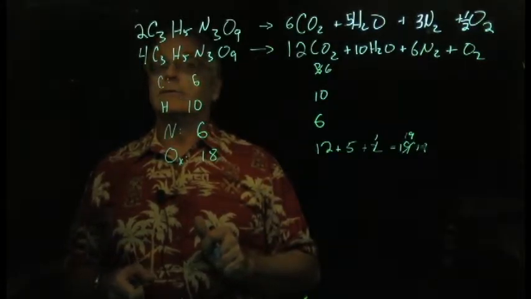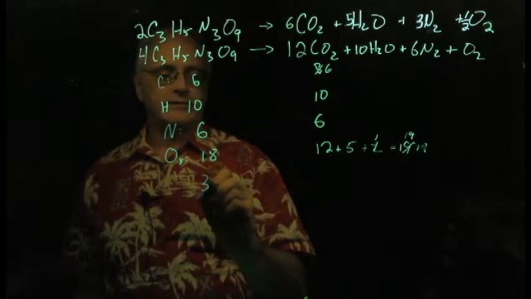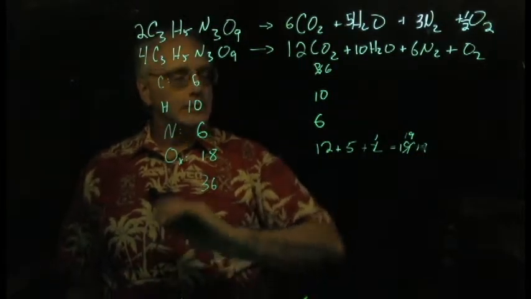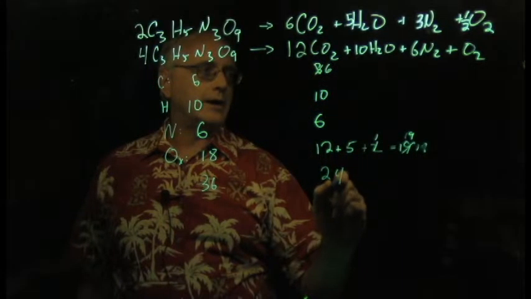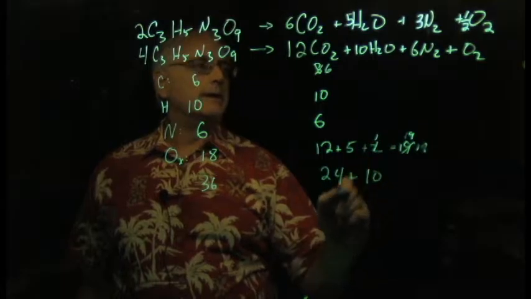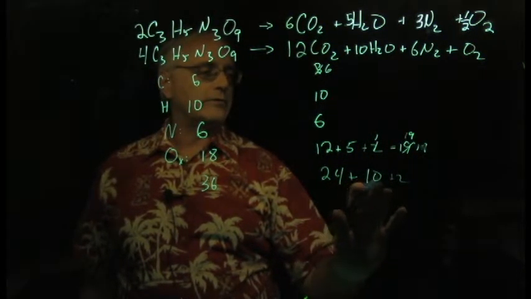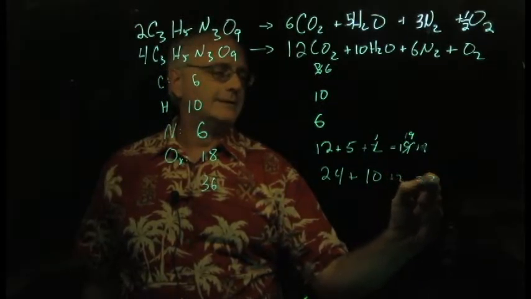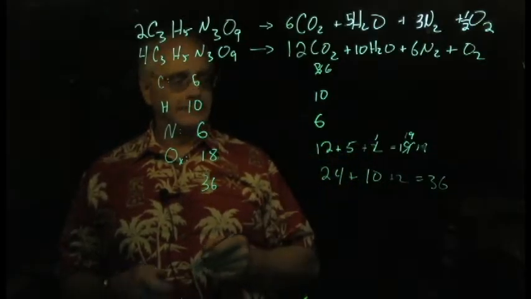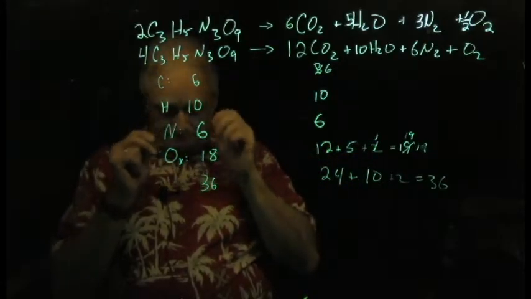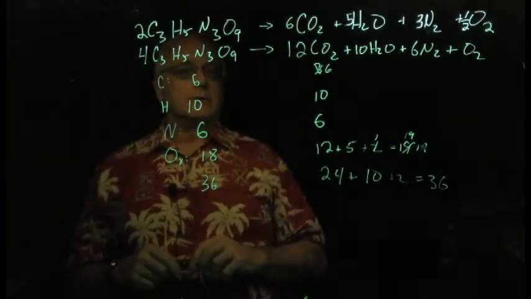Okay, oxygens, here we go. These are the big ones. 9 times 4, 36 oxygens on the reactant side. 12 times 2, 24 oxygens, plus 10 oxygens, plus 2 more: 24, 34, 35, 36. Oh, man, the oxygens are balanced, everything's balanced. It's a beautiful thing. There, balanced chemical equation.